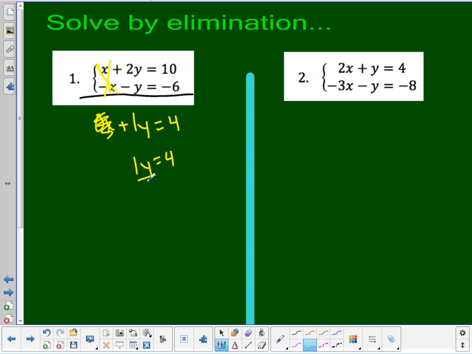And the last thing I would do is divide by the 1, which we all know doesn't change our answer, and I get y equals 4. So my x variable dropped out, leaving me with only one variable, which is how I can solve for what's left over. Now I need to go back and get x.